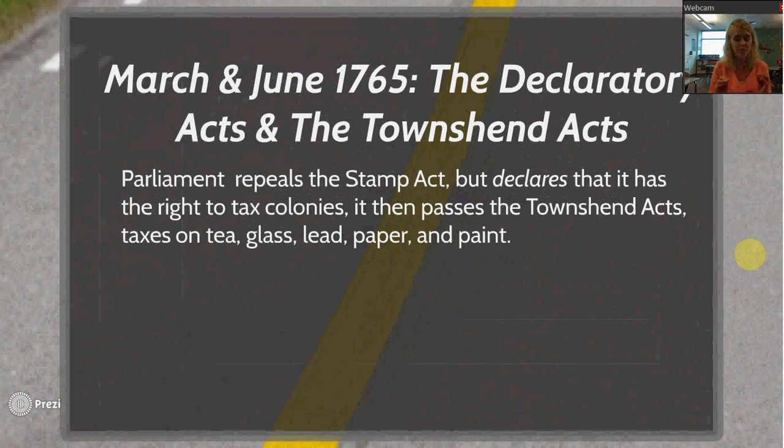The British government listened to the colonists. They listened to the Stamp Act Congress. They said, we hear you, right? We hear that you are upset about this. We repeal the Stamp Act. However, we want to make it very clear that we still have the right to tax you, right? We listen to you this time, but if we decide that we want to pass more taxes on you, we have the right to do that, okay? They're declaring the right to tax the colonists, the Declaratory Act.